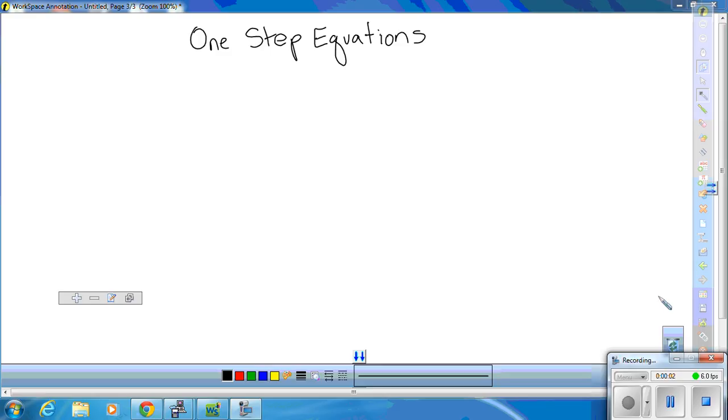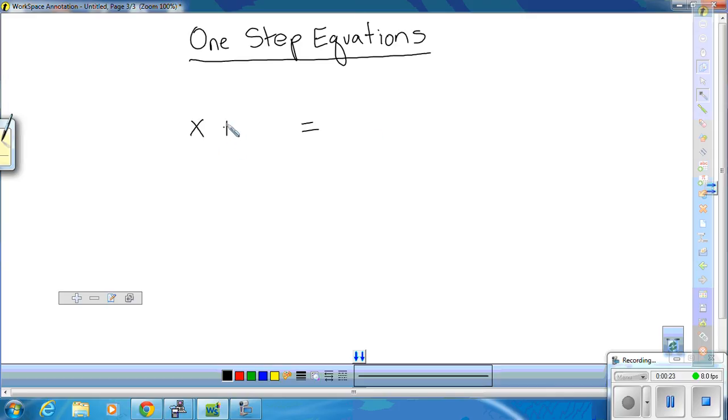So, today we're going to be talking about one-step equations and trying to remember how to solve one-step equations. The key to solving equations is to remember the power of an equal sign. That means that whatever's on this side is exactly the same as whatever's on this side. And in general, when we're solving equations, we have an expression and we know what it is equal to.